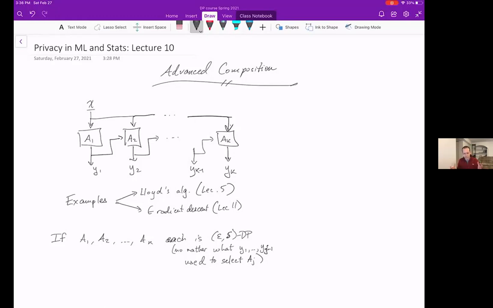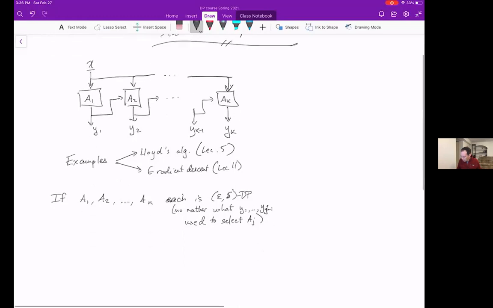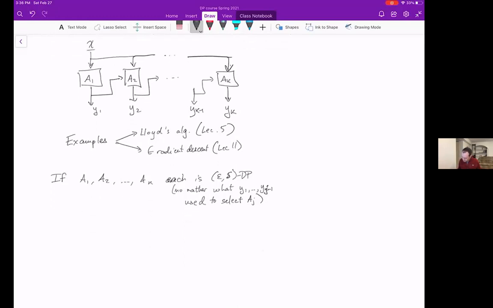And let's just say they all have the same privacy parameter, although these composition theorems work just fine when there are different privacy parameters for each algorithm. They're just a little more complicated to state. So this is our assumption that each of the pieces is epsilon-delta differentially private. And then the question is, what can we conclude about the whole algorithm, big A?